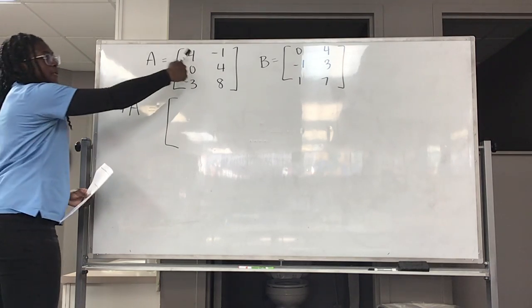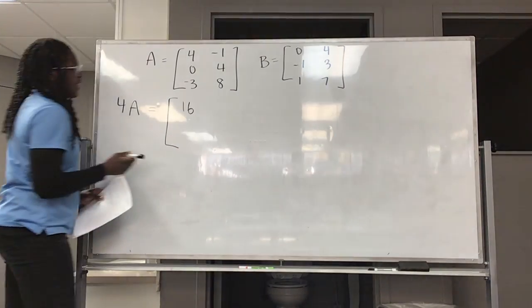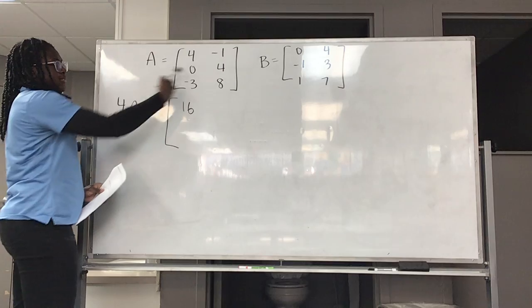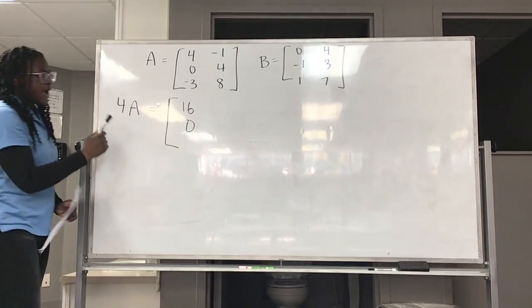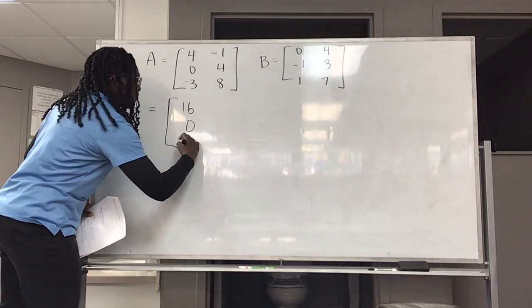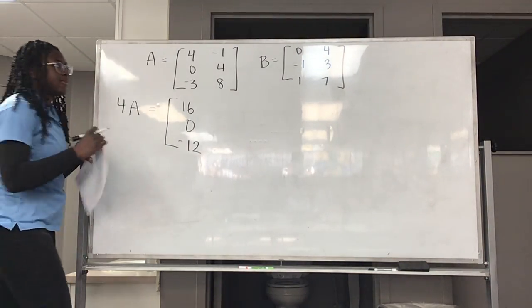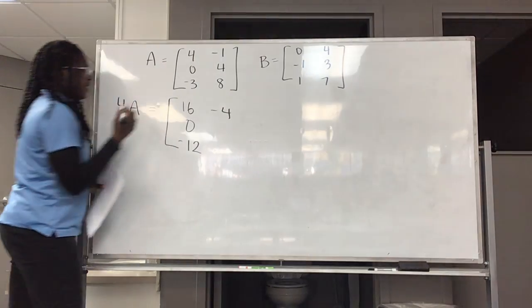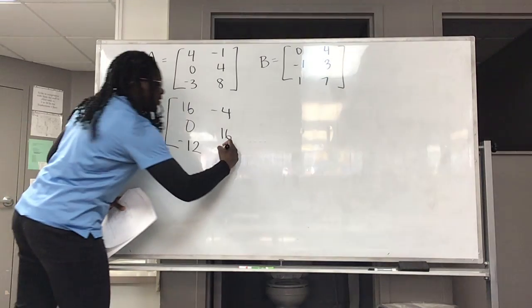So to start, I do 4 times 4 is 16. And then you can go either way you want. I'll just go vertically. So 4 times 0, 0. And then 4 times negative 3 is negative 12. Then I'll do my next column. So 4 times negative 1 is negative 4. 4 times 4 is 16. And then 4 times 8 is 32.